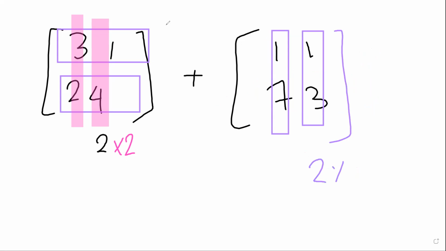it's now 2 times 2. This one can be added. It must have the same dimensions. As an example, like fractions. You cannot add any 2 fractions unless they have the same denominator. If they don't have the same denominator, you cannot add them. Here you have the same. If you don't have the same dimension for the matrices, you cannot add them. They must have the same dimension.